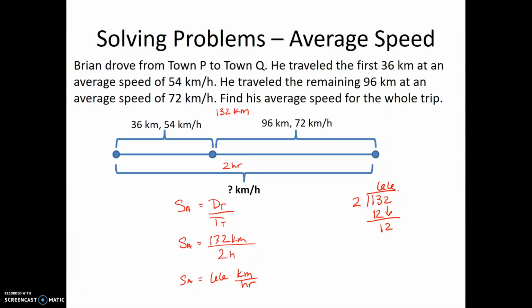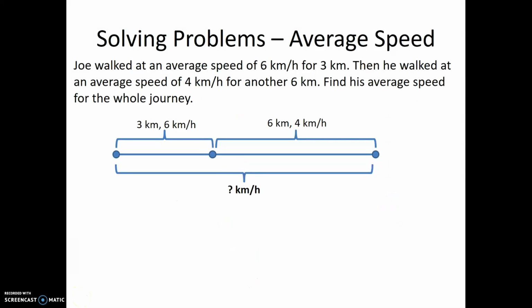Okay, awesome. Why don't you go ahead and try to do number 5 on your own, and then come back and check your work. So go ahead and pause the video. All right, Joe walked at an average speed of 6 kilometers per hour for 3 kilometers. Then he walked at an average speed of 4 kilometers per hour for another 6 kilometers. Find his average speed for the whole journey.